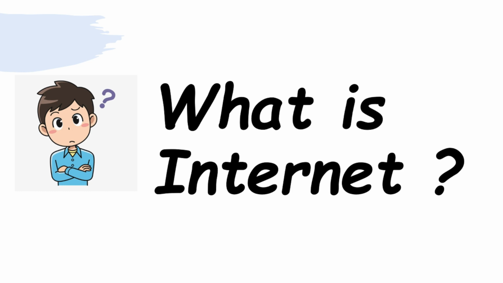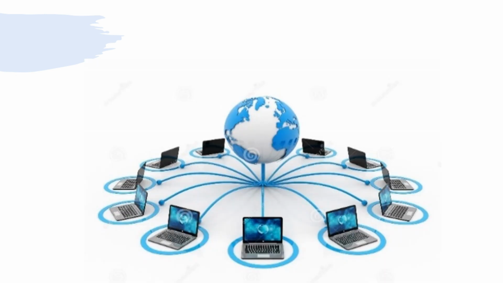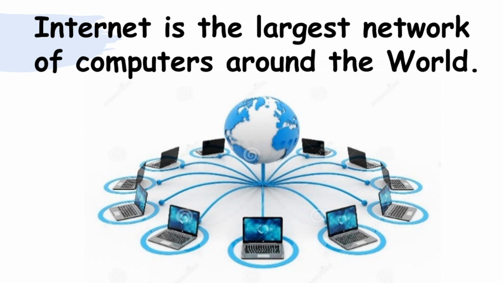Now the most important part in the lesson: Internet. What is the internet? This picture is the same as the previous one because the internet is also a network, but it is very big, it is very large. The internet connects the whole world. So let's see. The internet is the largest network of computers around the world. Again, the internet is the largest network of computers around the world. Keep these two definitions in your mind.